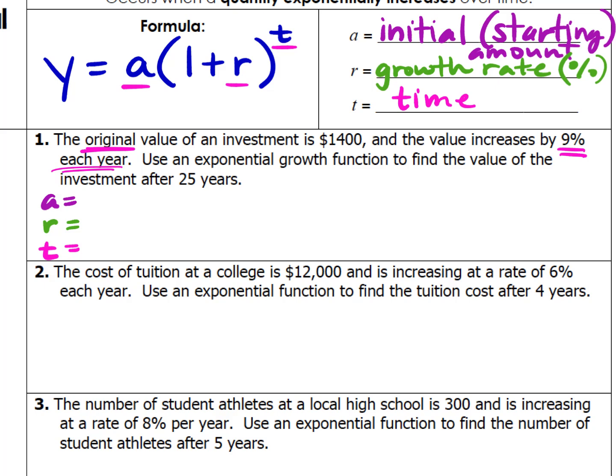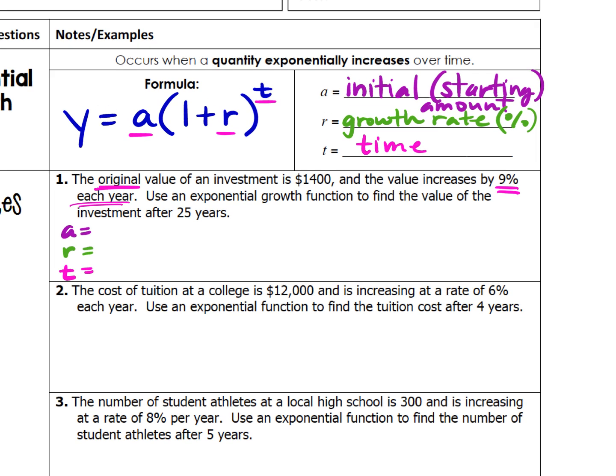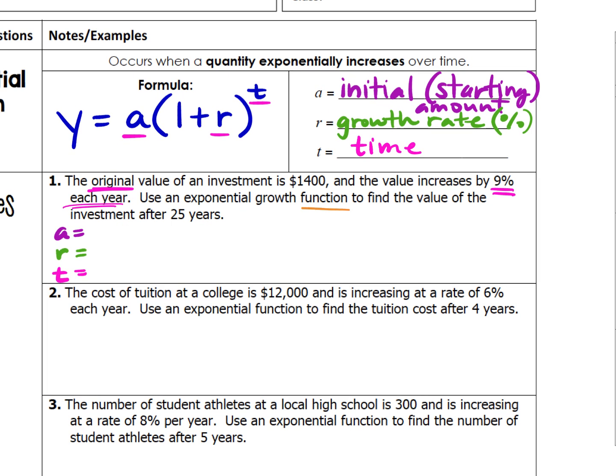Your time is going to most often be in years. Sometimes it's not, and then there are conversions that have to happen. But for what we're going to do with it, your time's going to be in years, okay? This says, use an exponential growth function to find the value of the investment after 25 years, okay?